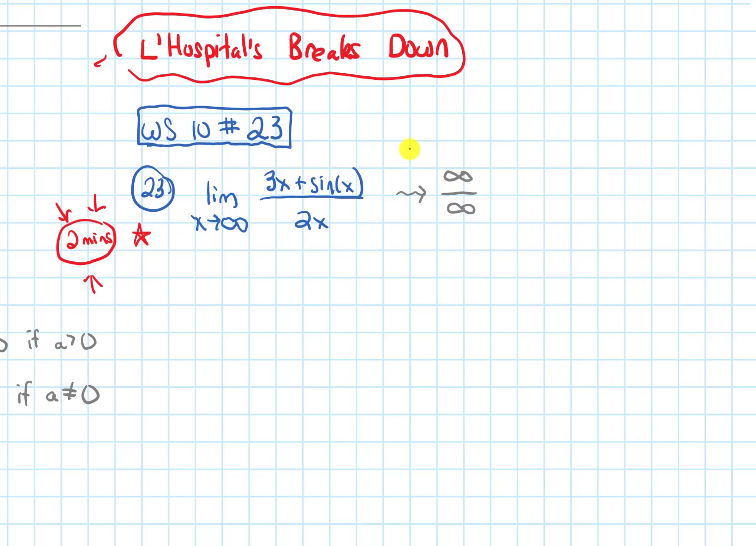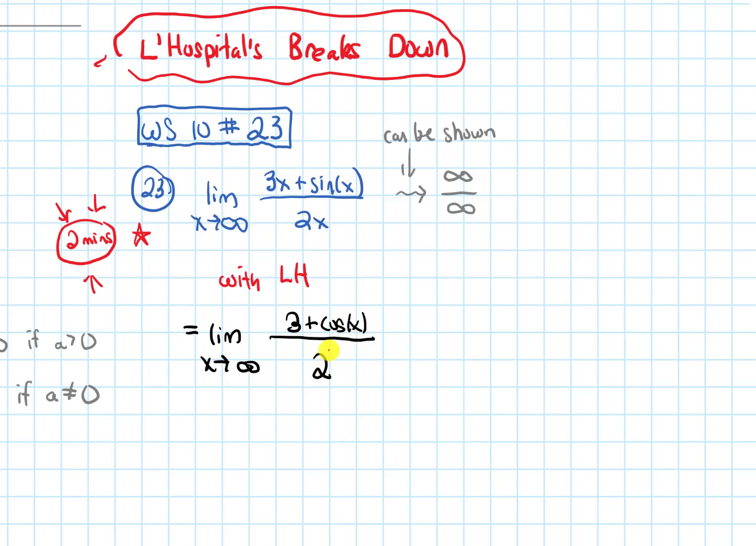So you can show this. It takes a little bit of work, but you can show this. It has the form infinity over infinity. So with L'Hopital's rule, what we'll get is the limit as x goes to infinity. The derivative of the top will be 3 plus cosine x. The derivative on the bottom is 2.